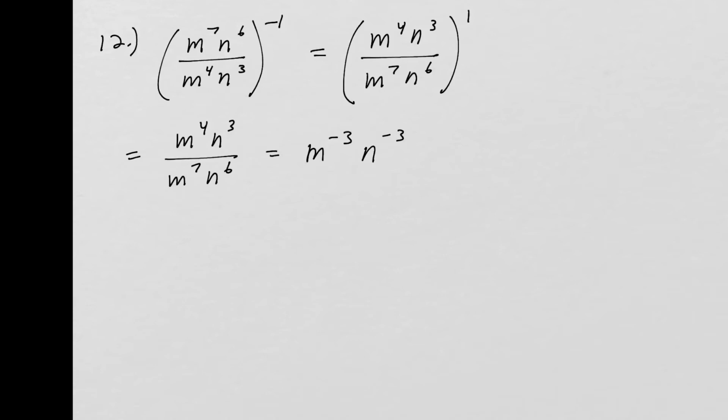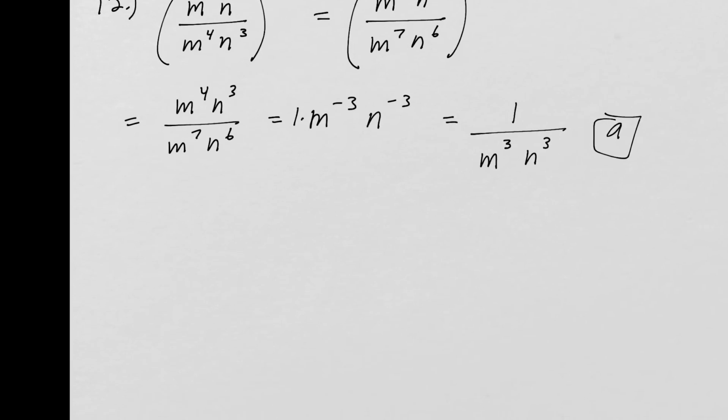And then I want to rewrite this so that there's no negative exponents. So in the numerator, remember you always have a 1 there, right? So I'll leave a 1 in my numerator. I'll bring the m down to the denominator, but then what happens to the exponent? It must change to a positive 3. I'll bring the n down, and it also changes to a positive 3. So that's going to be the correct answer. So in this case, it's going to be A. Okay, 13.